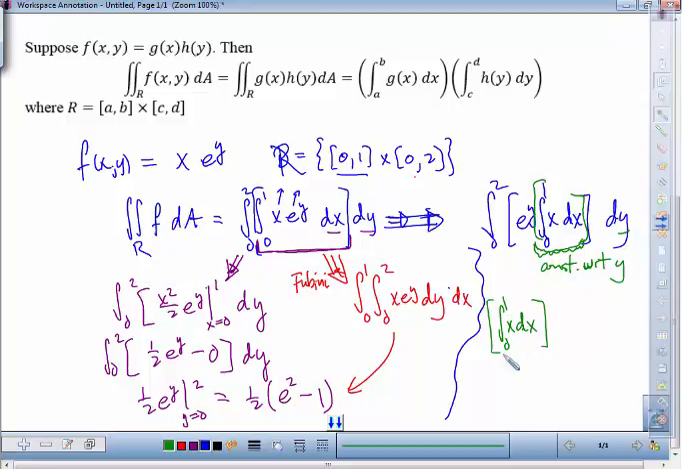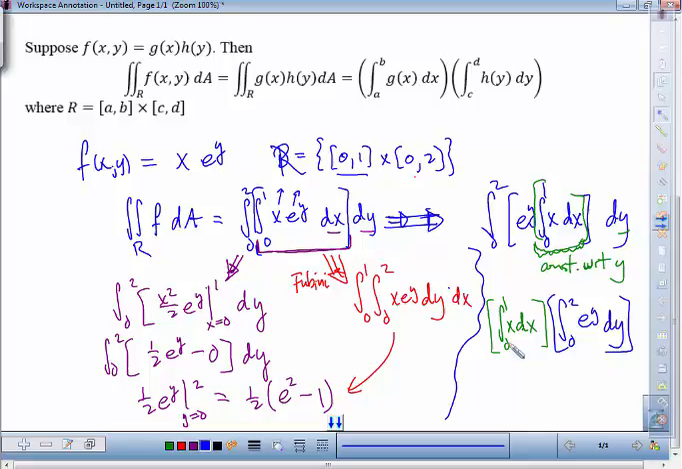This has no y's in it, so I can leave that outside as a constant. And then I took it outside of this integral, 0 to 2, e to the y dy. Because we were able to factor into two factors where one factor is constant with respect to x, and the other factor is constant with respect to y, we can actually split this up into two different integrals.